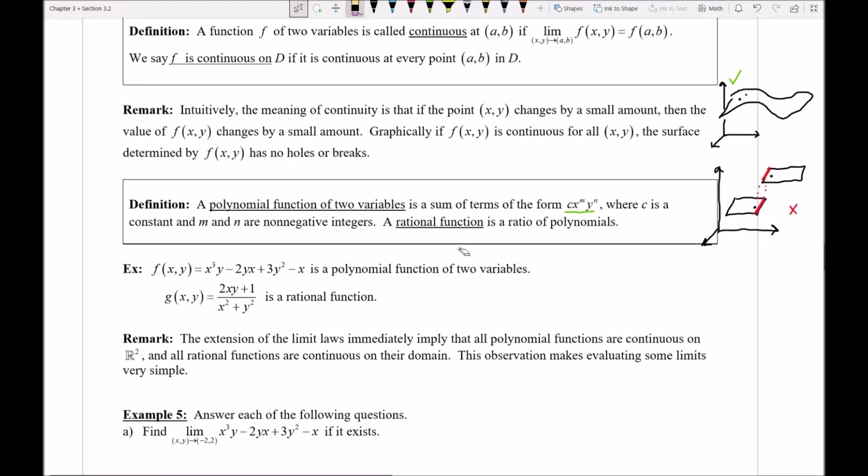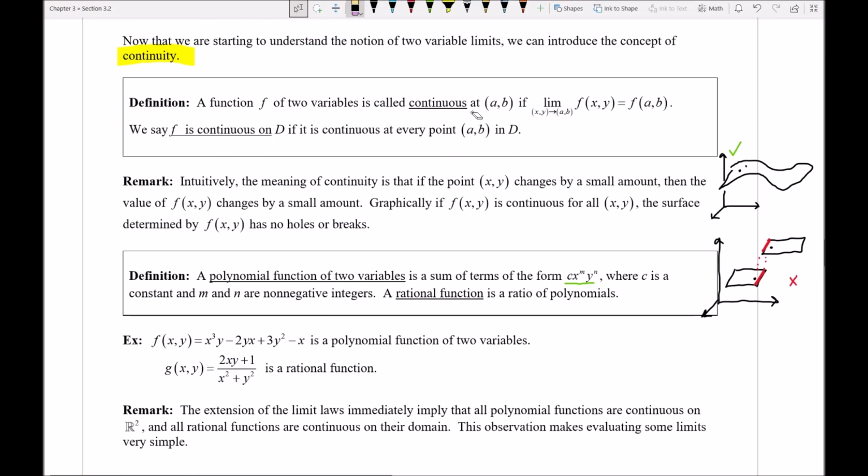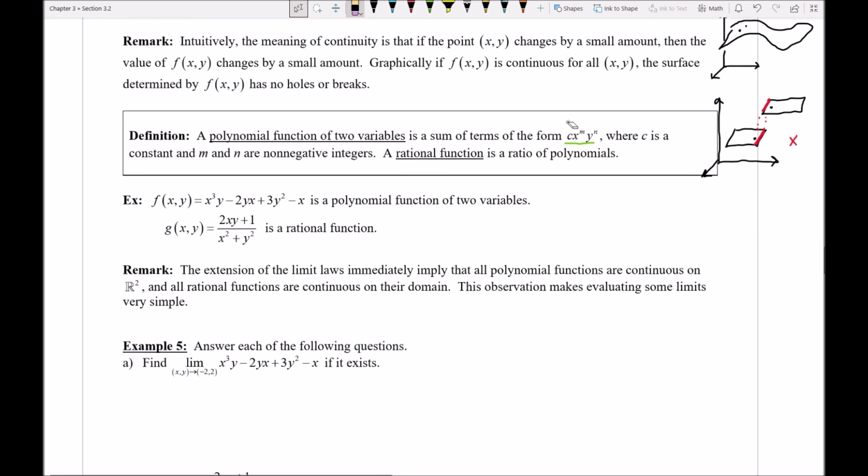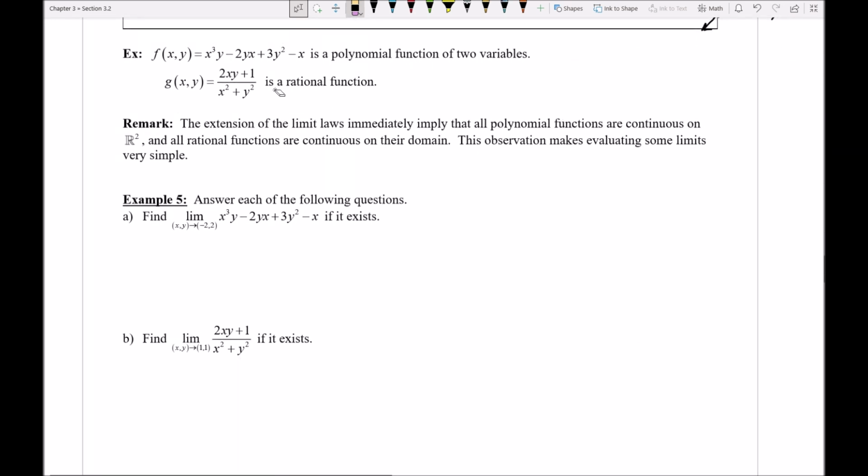So at the end of the last video, we brought up this important point that if a function was continuous at a point, if we knew it was continuous, then we already know that its limit is equal to its z-coordinate at that point. And this allows us to compute a lot of limits very, very quickly. We said that the two types of functions that we know are definitely going to be continuous everywhere they're defined are polynomial functions in two variables and rational functions in two variables.